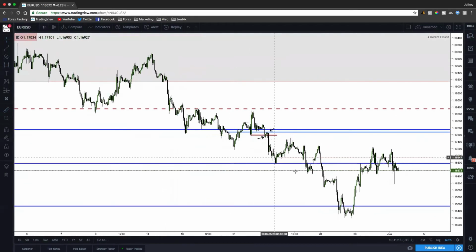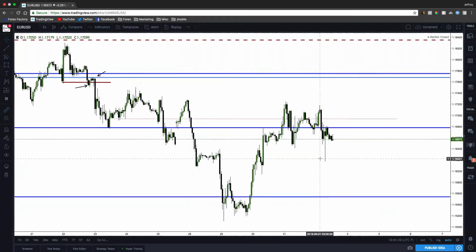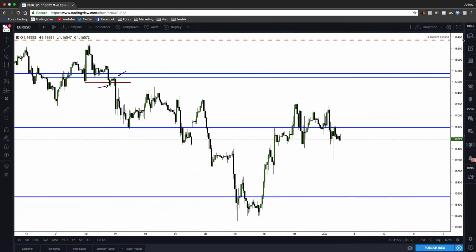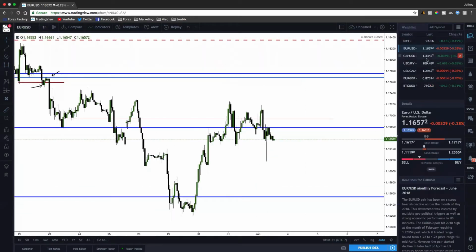You could see that this is really consolidating. Honestly, I thought for NFP that we'd get a lot more movement, but we really didn't get anything. It was just a bunch of wicks. So yeah, I don't see anything super clear that we should be watching out for on Eurodollar right now.